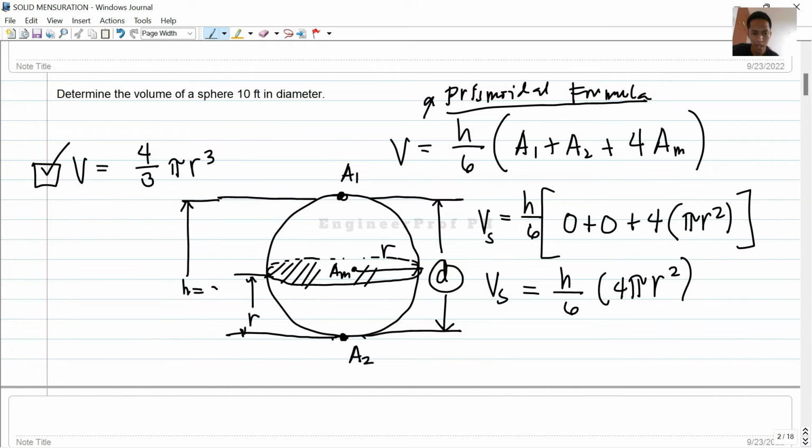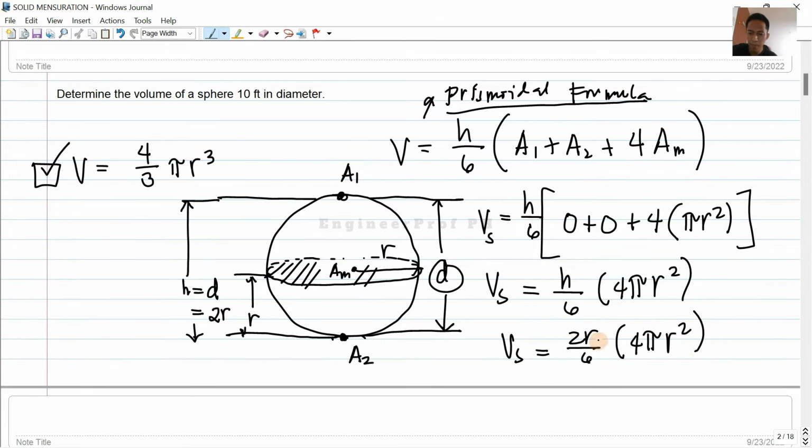So, h is just the diameter. But the diameter is equal to twice the radius. So 2r ang height natin. So, volume of sphere equals 2r over 6 times quantity 4 pi r squared.